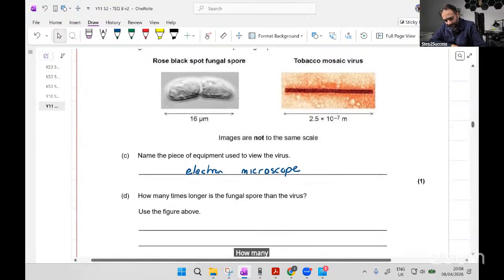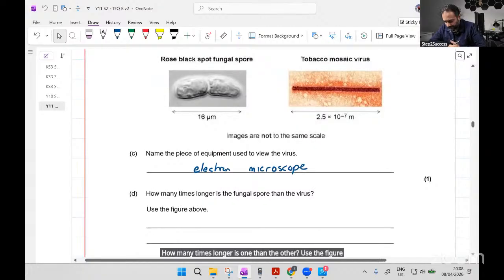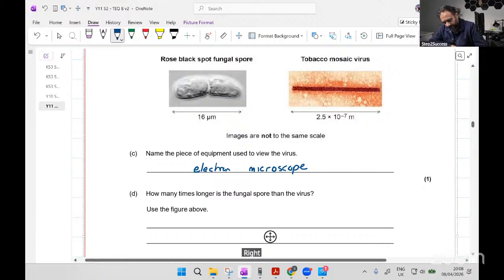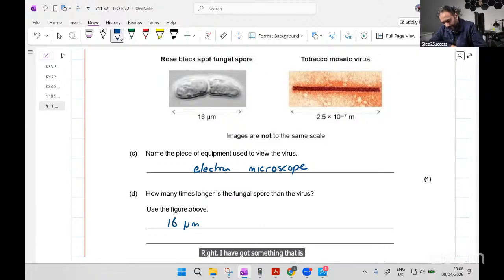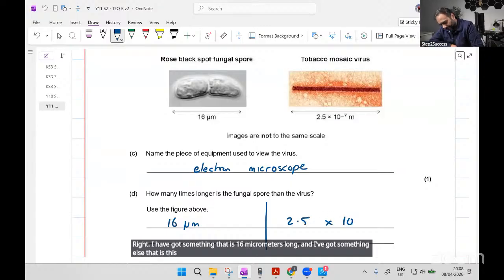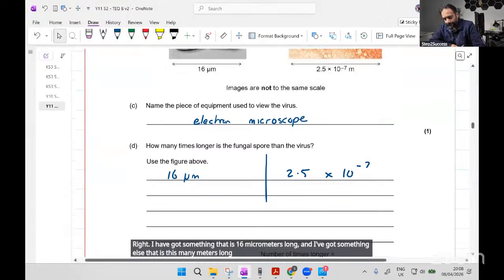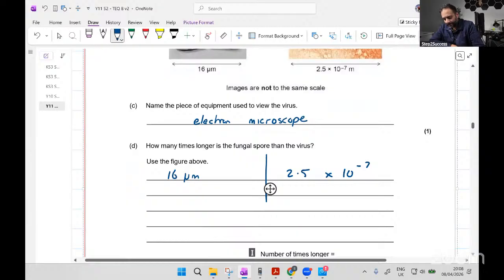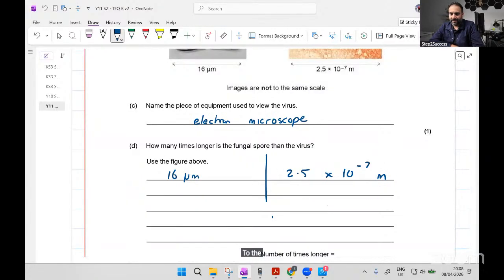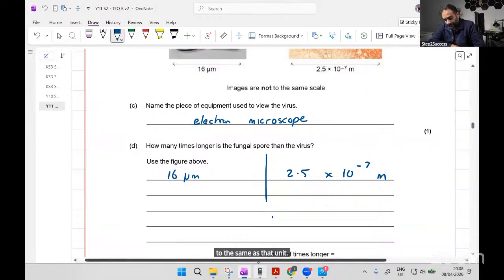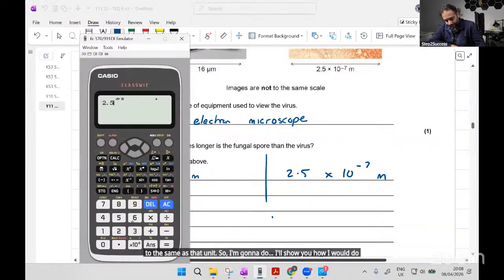How many times longer is one than the other? Use the figure above. Okay. Right. I have got something that is 16 micrometers long, and I've got something else that is this many meters long. Right. I cannot compare these two until I change this to the same unit as that. So I'll show you how I would do this. This number is meters, as it tells you in the question.